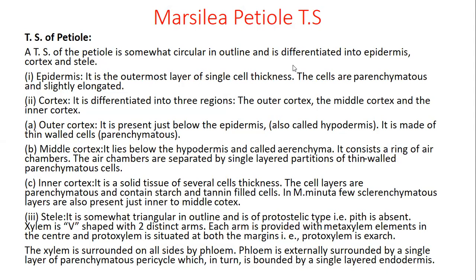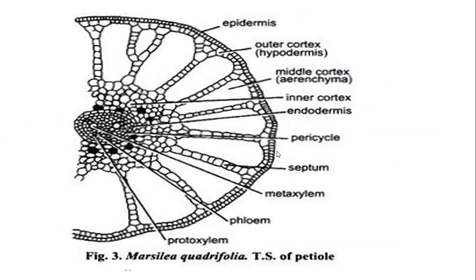Now, even the petiole here, it is also differentiated. It is circular, differentiated into outer epidermis, inner cortex, and the stela region. That is the middle cortical region and the stela region. Now, when you talk about the epidermis, outermost layer, it is single cell in thickness, and cells are parenchymatous and slightly elongated. This is a single layer of outer epidermis, which is parenchymatous and somewhat elongated and thick walled.